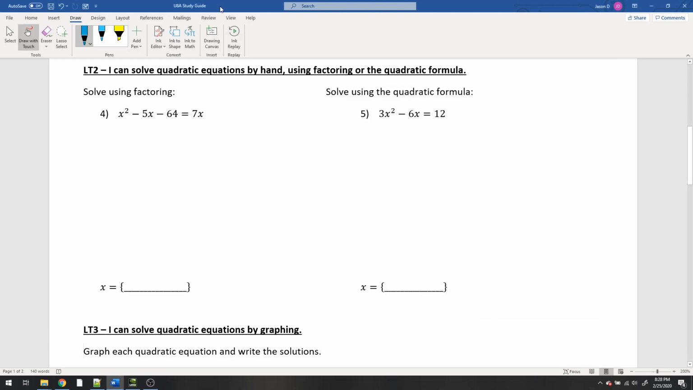In Learning Target 2, you need to solve quadratic equations. And there are two methods to do that by hand. One's with factoring and one's with the quadratic formula. With factoring, you have to begin by putting the thing into standard form.